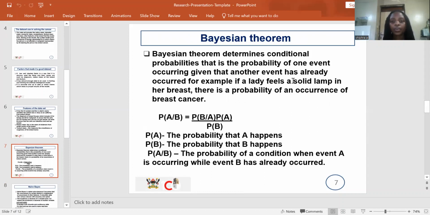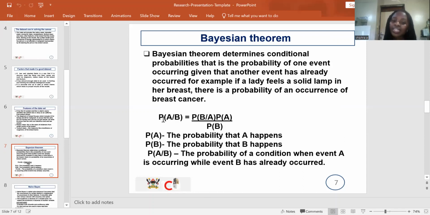So then we have Bayes' theorem. Bayes' theorem determines conditional probabilities. That is the probability of one event occurring given that another event has already occurred. For example, if a lady feels a solid lump in her breast, there is a probability that there is an occurrence of breast cancer. This is how Bayes' theorem is calculated.